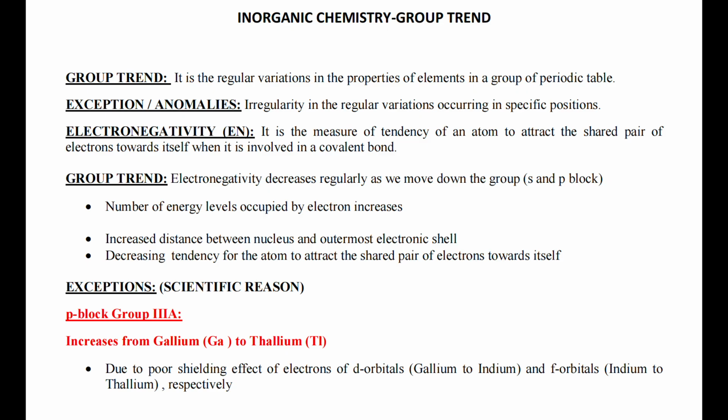If the behavior is regular, that is called the group trend, but if there is any irregularity or deviation from the normal behavior of the property of the element, that is called the exception or anomaly.